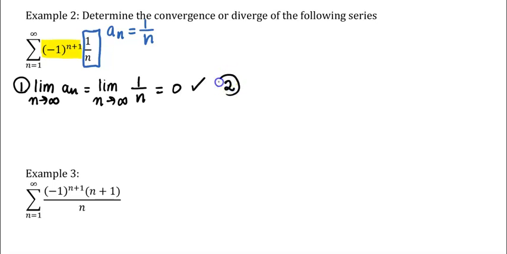The second condition of the alternating series test is that we need to show that the sequence is decreasing, that a sub n plus 1 is less than or equal to a sub n, that the nth plus 1 term of the sequence, which would be 1 over n plus 1, is smaller than or equal to the nth term of the sequence, 1 over n.